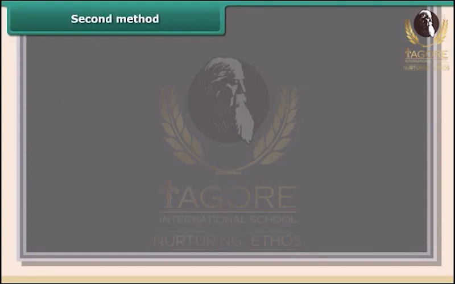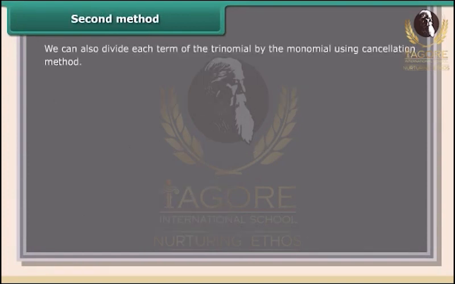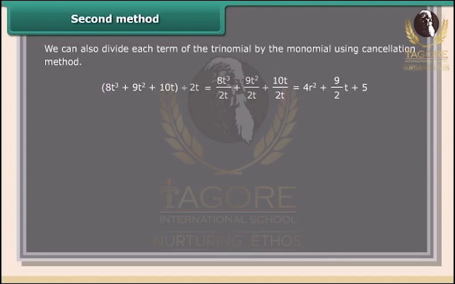Second method. We can also divide each term of the trinomial by the monomial using the cancellation method. 8t cube plus 9t square plus 10t divided by 2t is equal to 8t cube upon 2t plus 9t square upon 2t plus 10t upon 2t, which is equal to 4t square plus 9 upon 2 into t plus 5.